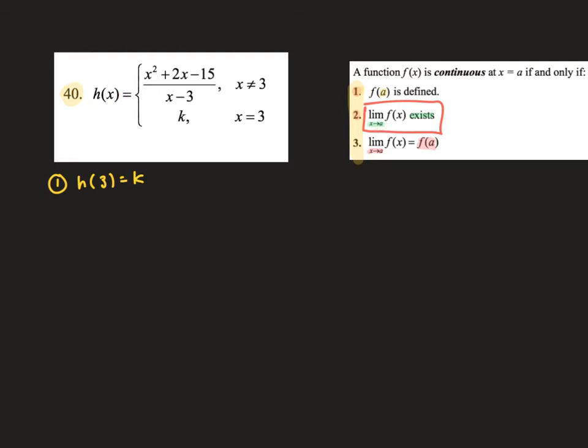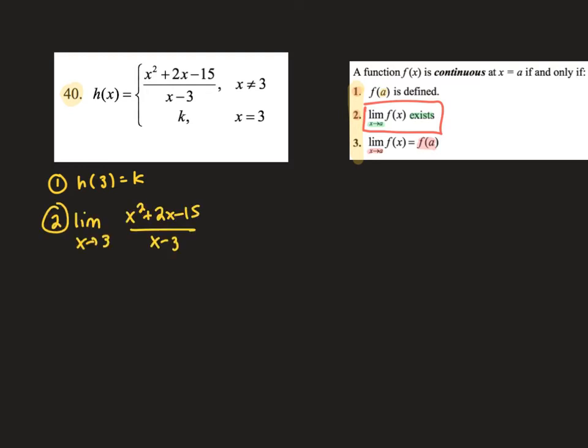So when I look at h of x, it is equal to k when x equals 3. Any other time, whether I'm on the left or the right side of 3, I'm following this function. So I don't necessarily have to do a left-sided and a right-sided limit because this is the function that applies whether I'm on the left or the right. So I'm going to jump straight to that general limit.